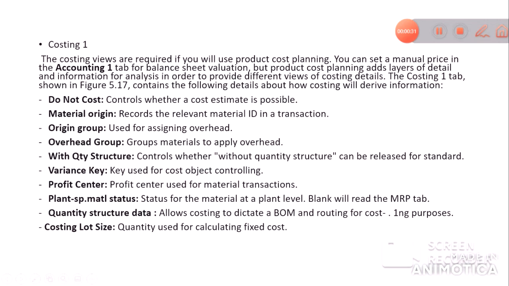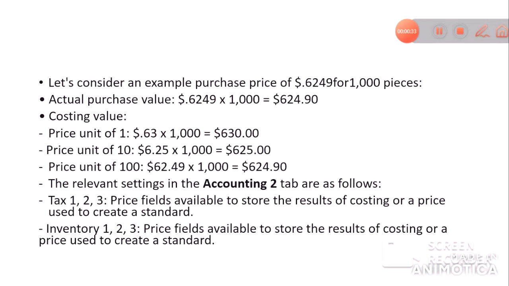Let us consider an example: a purchase price of $0.6249 for 1000 pieces, actual purchase value equal to $624.90. For the costing value, with a price unit of 1, it is $0.63; multiplied by 1000, that gives $630. With a price unit of 10, it is $6.25, and with a price unit of 100, $62.50, giving values closer to the actual.